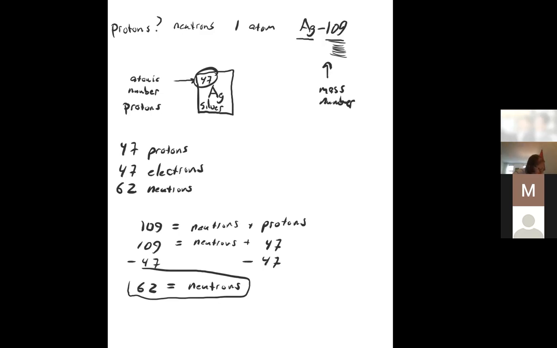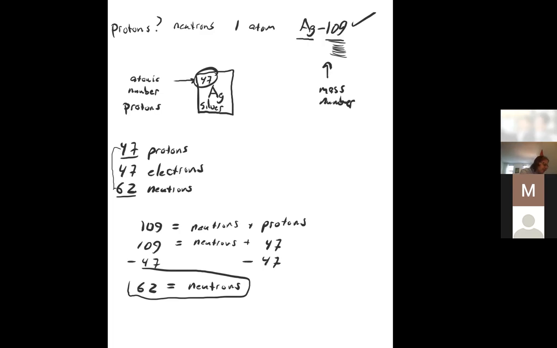You take the protons and you take your neutrons, you add them together. So 47 plus 62 is 109. So perfect. There's our mass number right there. It's as easy as that. So that's a standard type of problem that you'll see. Let me show you one more example.